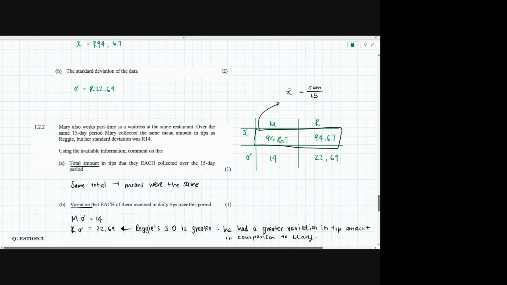Okay, so understanding what mean and standard deviation actually do, it's very important. So that's why I asked you right at the beginning of this lesson, what actually is standard deviation? Because if we don't know what it means, it's not possible for us to answer this question.